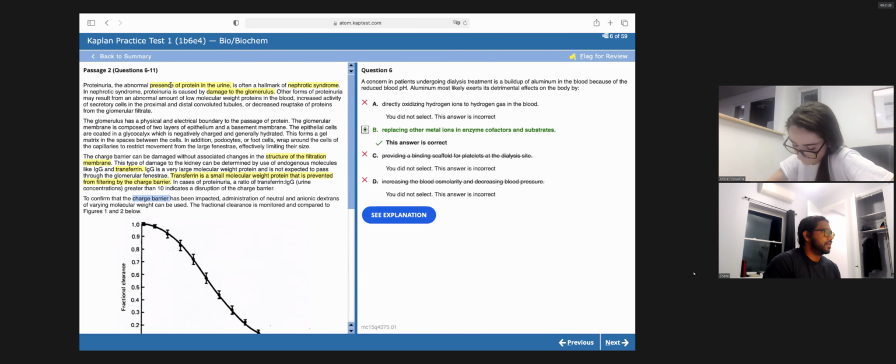Okay, all right. Proteinuria is the abnormal presence of protein in the urine. Let me ask you this: what's glycosuria? Glyco, sugar. Oh, sugar in your urine? Yes. That's a common symptom of diabetic people. Diabetes, yeah. Okay. So they're saying that having too much protein in the urine is a hallmark of nephrotic syndrome.